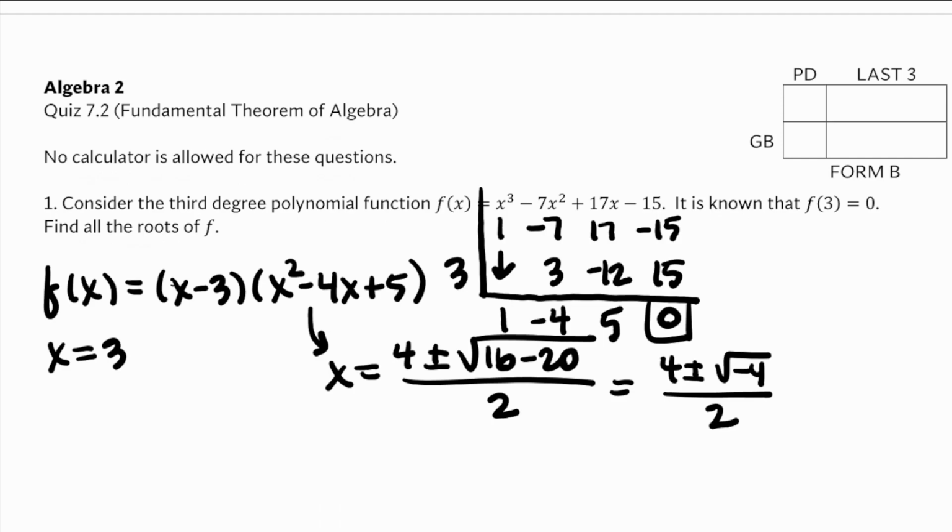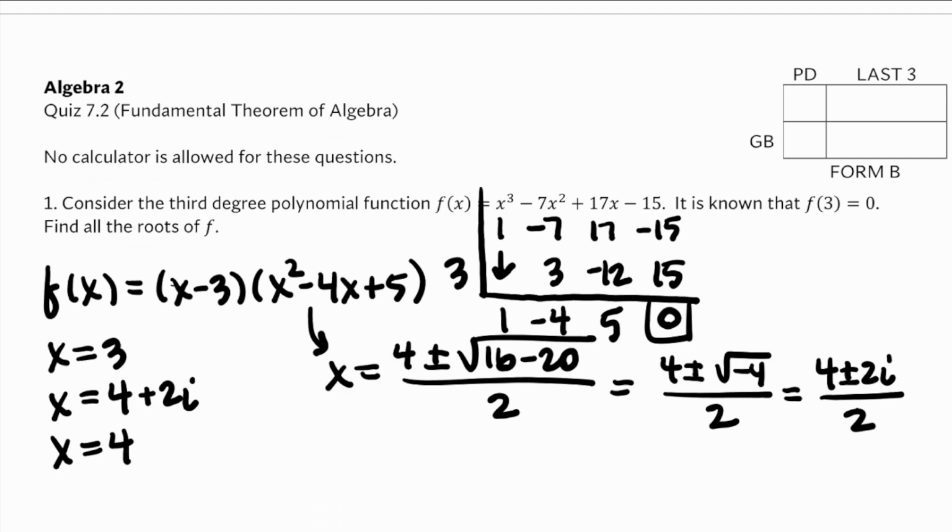The square root of negative 4 is going to be the square root of 4, which is 2, times the square root of negative 1, which is i. So I've got 4 plus or minus 2i divided by 2, and if I divide both of them in half, I'll have x equals 2 plus i, and x equals 2 minus i. And those are going to be all the roots of f. It's a third degree polynomial. I found 3 roots. I'm feeling good about that.